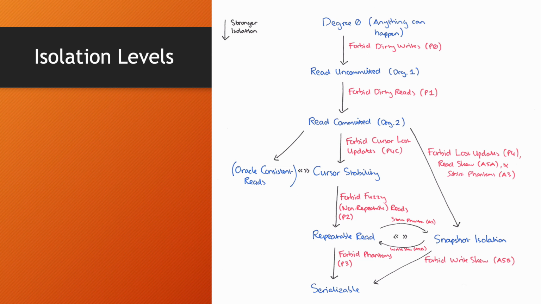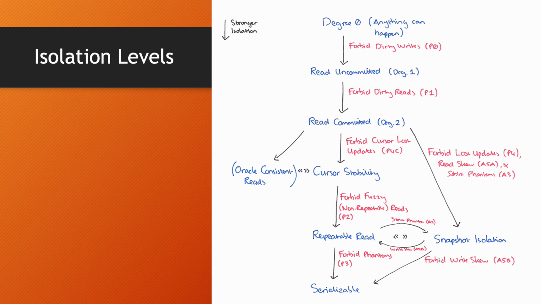So here is the pictorial representation of the different isolation levels. It goes from degree 0, where anything can happen. Then we forbid dirty writes in P0, and then graduate to read uncommitted, which is degree 1. And then if we put a restriction of forbidding dirty reads, it leads to read committed, that is degree 2. If we forbid cursor lost updates, then it leads to cursor stability. And if we now forbid fuzzy non-repeatable reads, which is P2, it leads to repeatable read. And now if we forbid phantoms, it leads to serializable.